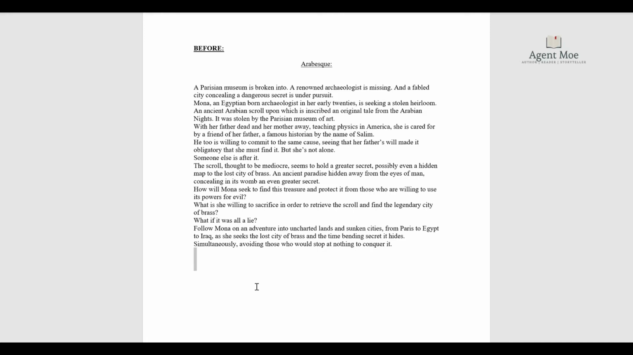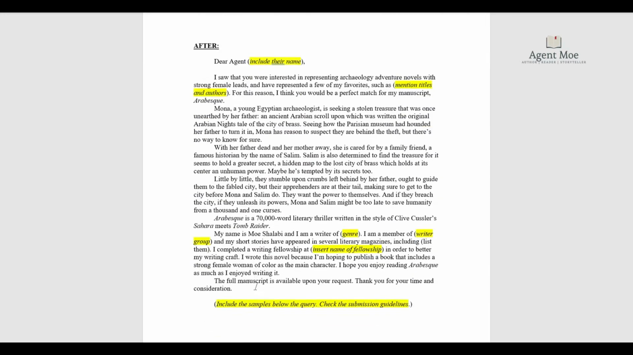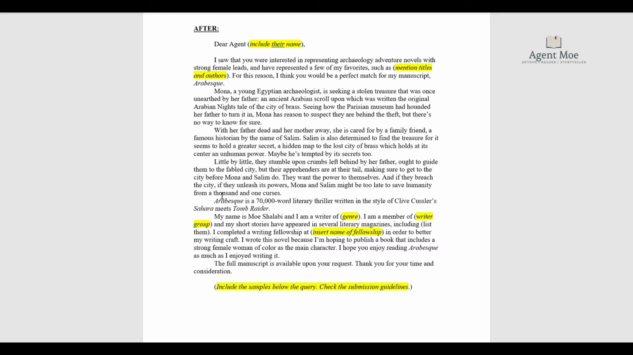And actually, I worked on this one not very long ago. So here it is. And as you can see, this query letter includes all 4 elements of a basic query letter. Actually, I don't have to say good because not all query letters are good, but it includes an introduction, as you can see right here.